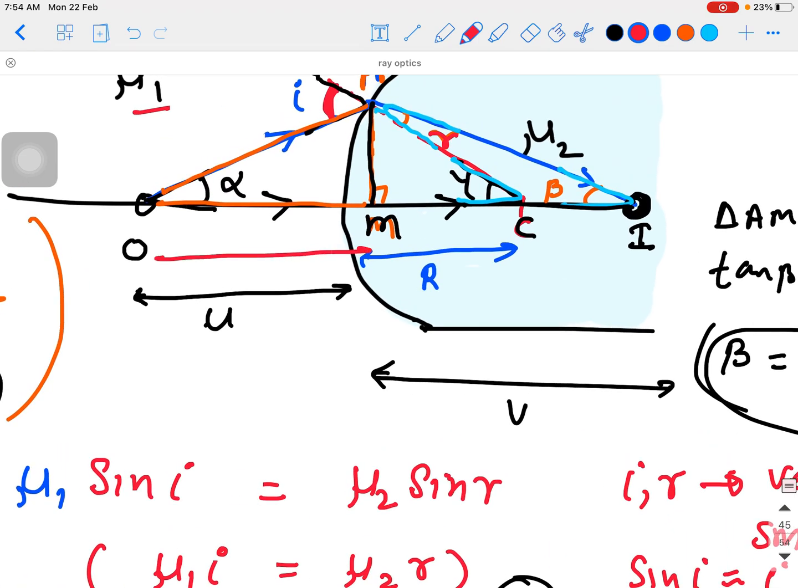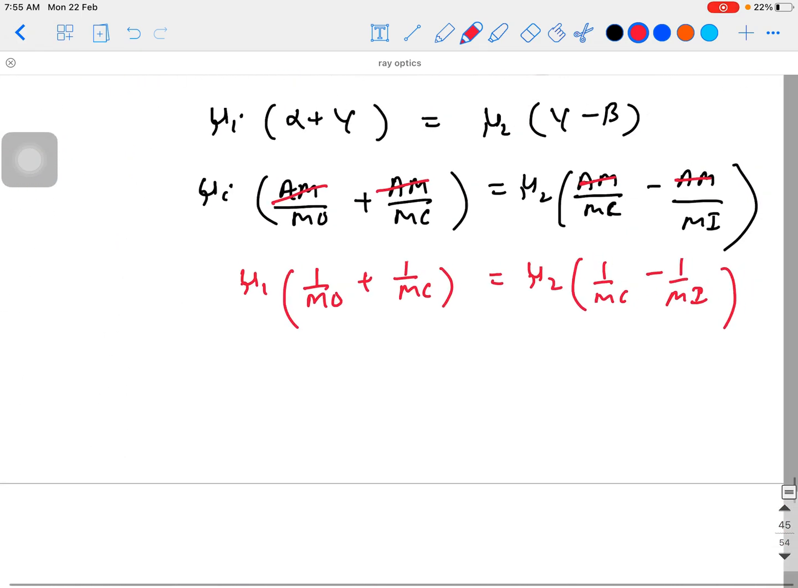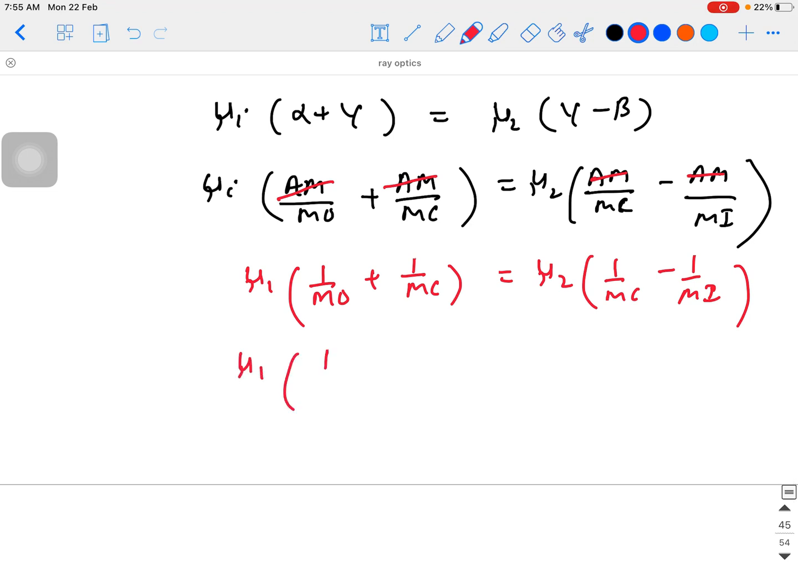Now this MO is this one, and let's say this point is P. Can I say that MO is approximately equal to PO? Because here the distance is very small. Similarly, can I say MC is approximately equal to PC? Or similarly, I can say MI is approximately equal to PI. So I write mu1, MO approximately equal to PO, MC approximately equal to PC, mu2, this is PC minus MI, that is PI.